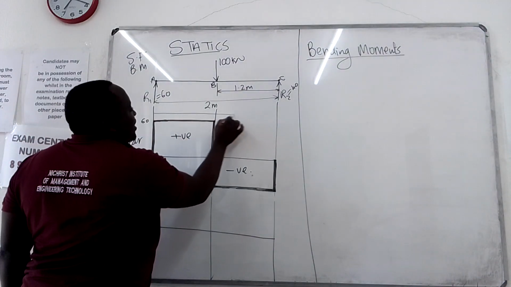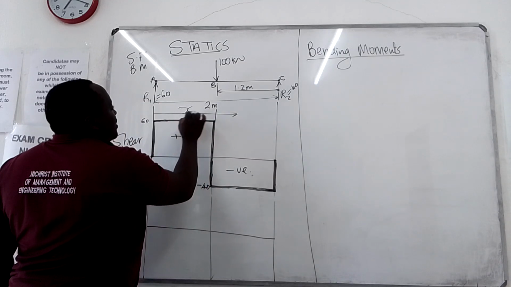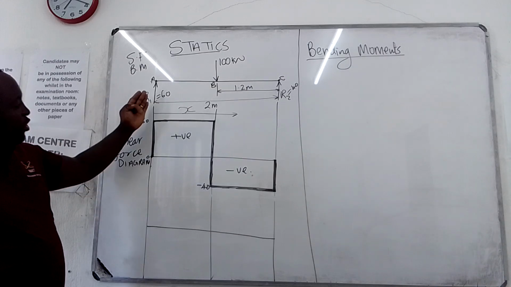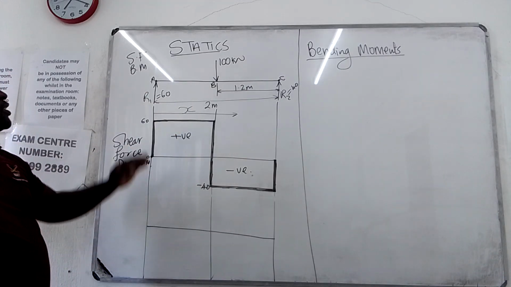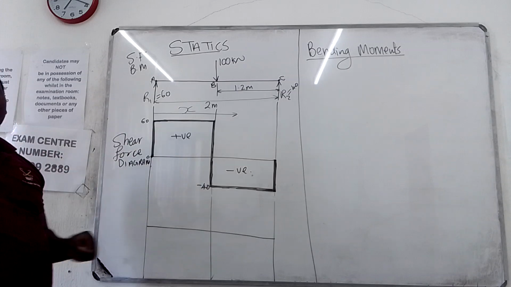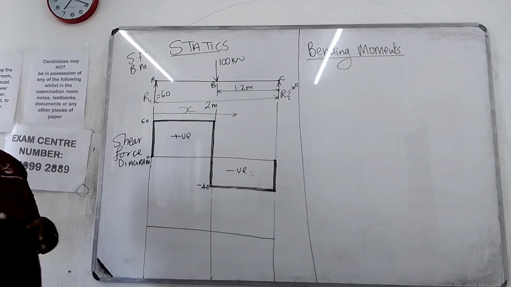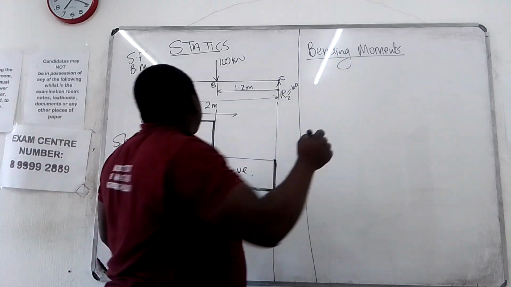I'll give it what? X. Okay? I'm moving from left to right. So I'll give the length X. My length is changing by X. So, we start.